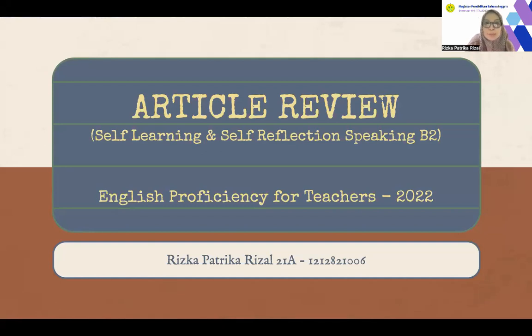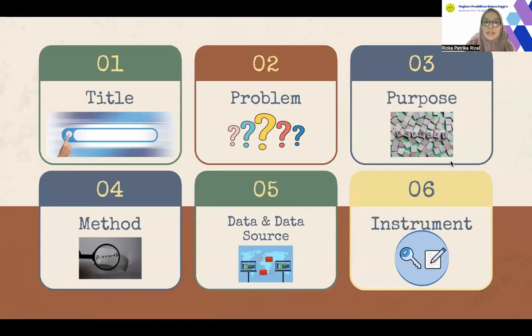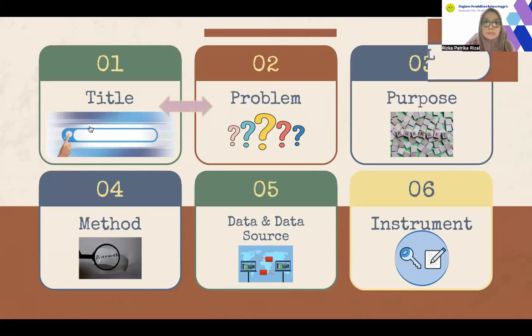So here I would like to present the article, the one that I have read and also reviewed regarding the course that we have, English Proficiency for Teachers. Okay, I'm going to explain the chain of reasoning, the elements of research. The first one is about the chain of reasoning, the title and the problem. Let me show you the title first.